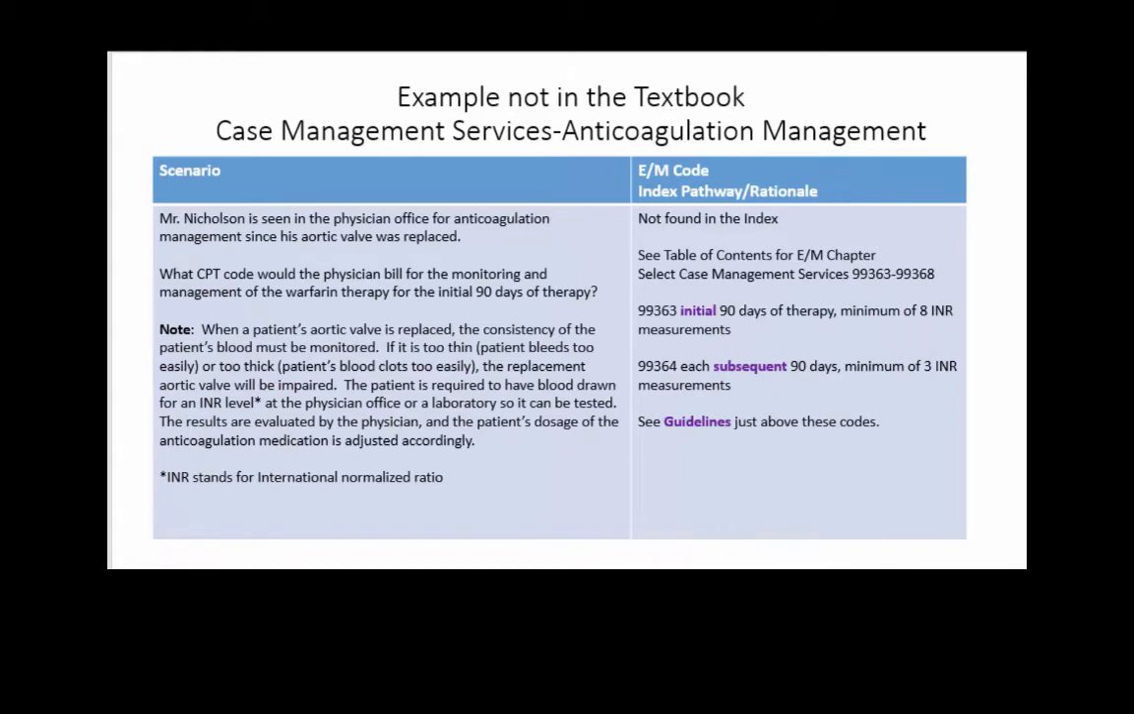Here's another example not in the textbook, and one that we often see on exams: case management services for anticoagulation management. And I have some history here for this so you can understand why a patient might be receiving warfarin. The drug is called warfarin or Coumadin, and either one's the same drug, either name, and it is an anticoagulant that keeps the blood from being too thick, meaning clotting too easily.